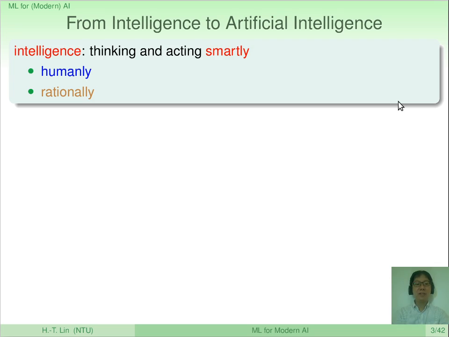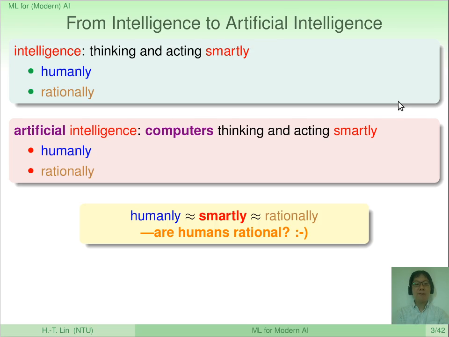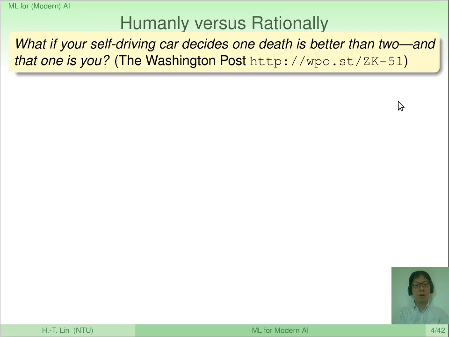And artificial intelligence is to ask computers to do this. Computers to think, computers to act, computers to be like human, computers to do rational things. And of course, in this definition here, we're implying that being smart means being like human and being rational, or means humans are rational. But let's ask ourselves, are humans always rational? The answer may be no. But let's look at an example here.